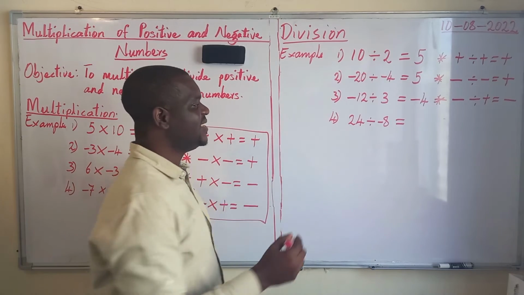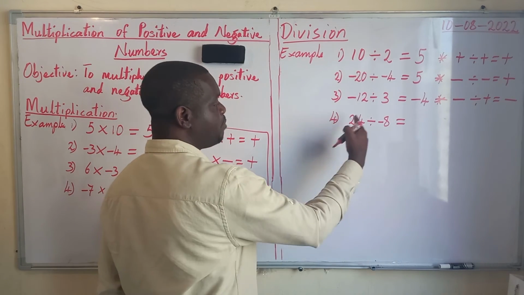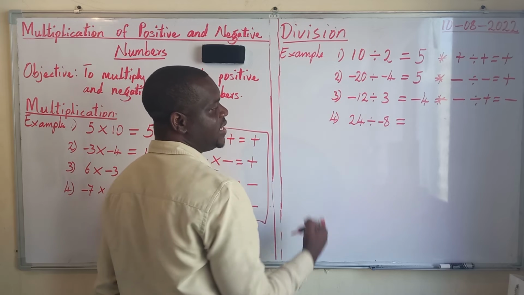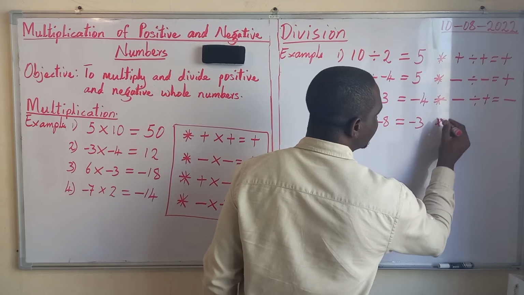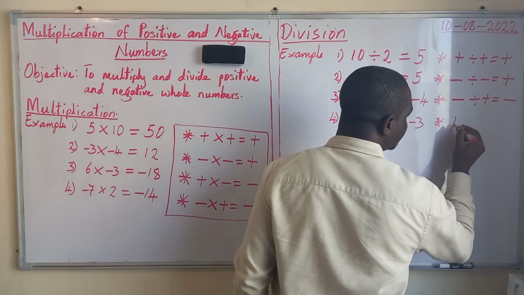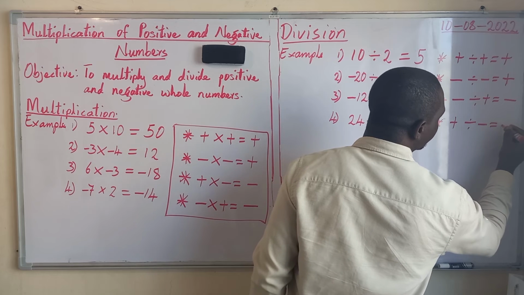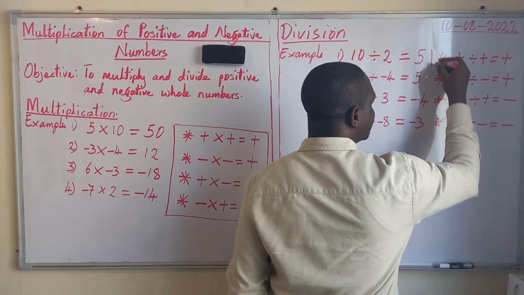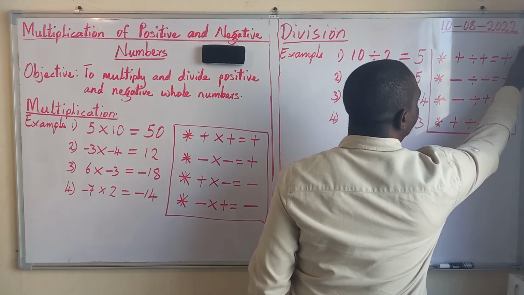And lastly, 24 divided by negative 8. That is a positive number divided by a negative number, which will give negative 3. Meaning a positive divided by a negative number is equal to negative. And this equally is what we should take special note of.